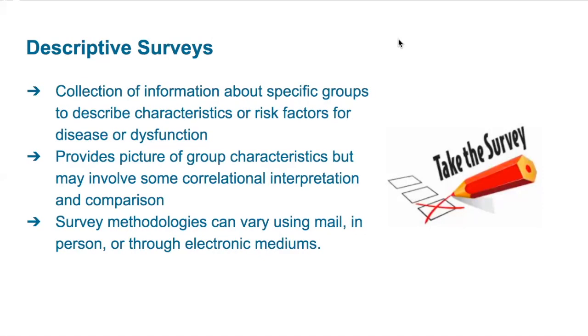One form of a descriptive study, and you possibly have participated in this, is a descriptive survey. You're going to collect information about specific groups to describe characteristics or risk factors for disease or dysfunction, for example. It doesn't have to be disease or dysfunction, but like surveys, there's a lot of surveys about a lot of different things. And this survey will help give you a picture of the group characteristics, okay? And then you can also do some correlational interpretation and comparison. The methodologies can vary. You can get surveys by mail, in person, through email, different electronic medium.